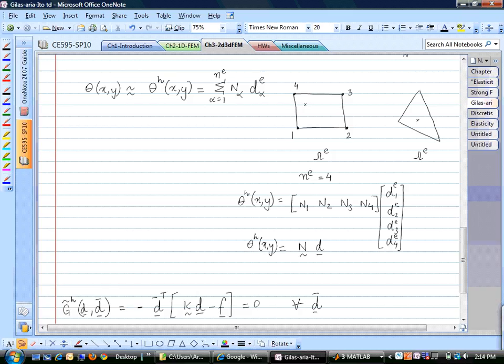So let me also show you what type of shape functions we could use. Each of these shape functions, N1 is a function of x and y, and what this looks like is, so let's say this is our element.